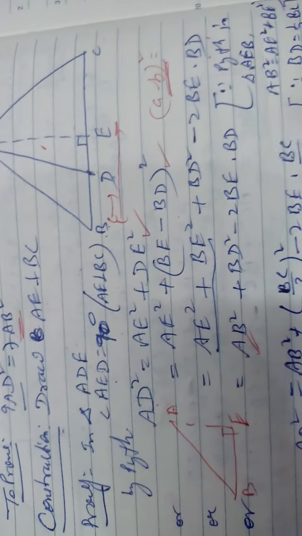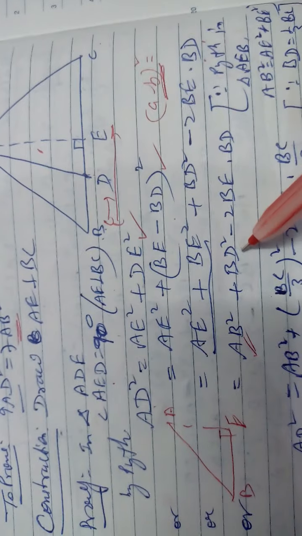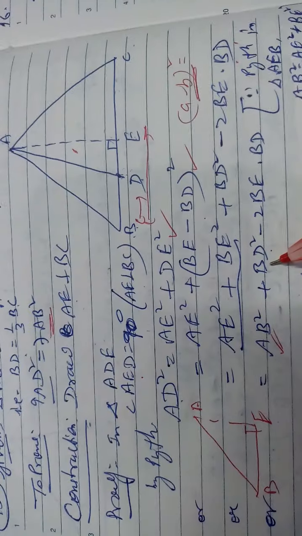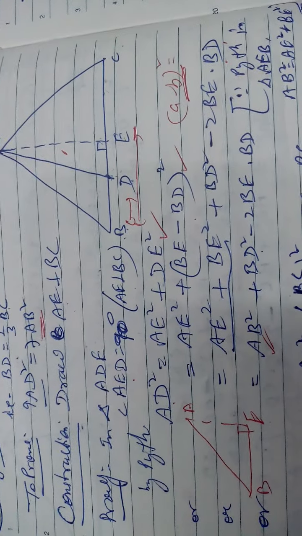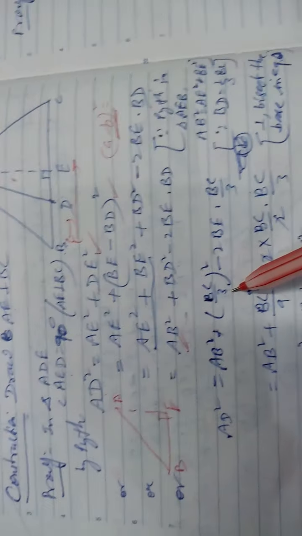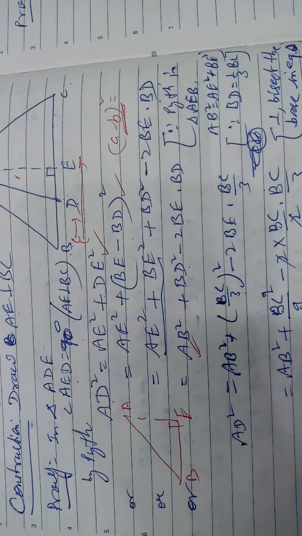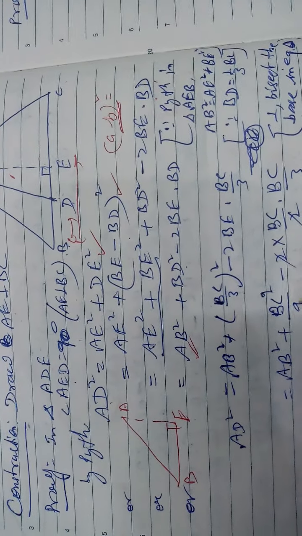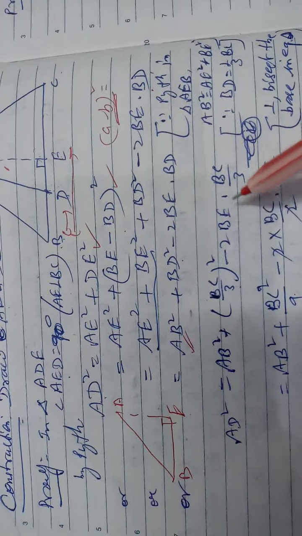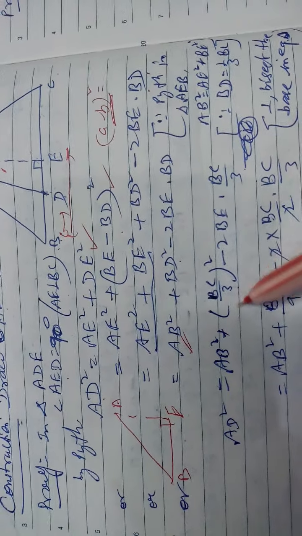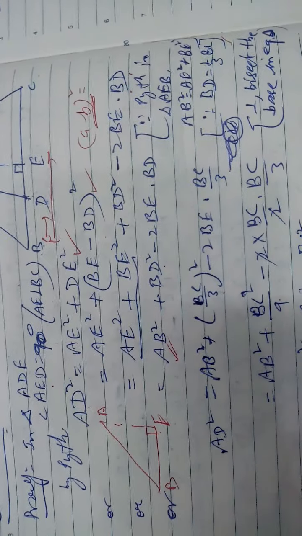That is the reason, because of Pythagoras in triangle ABE. Okay. Now BD is already given in the form of BC. BD is equal to 1/3 BC. You also write here BD changed into 1/3, so BC square upon 9. AB square plus BC square upon 9 minus 2 into BE into BC by 3. Both places where BD is, you write BC by 3.